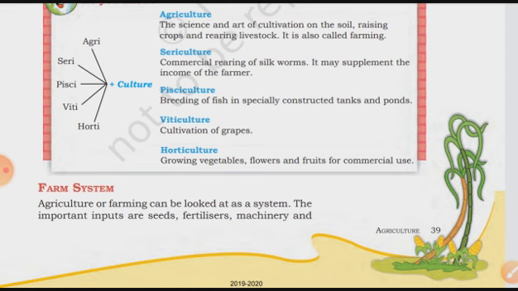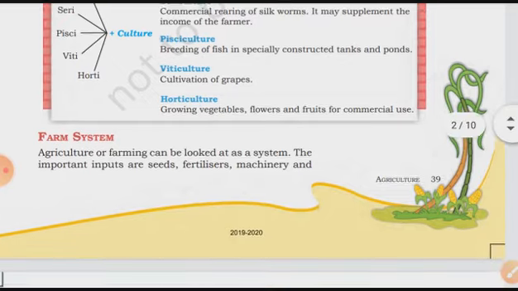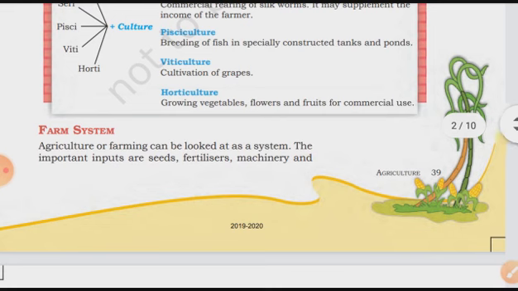Then they have given viticulture. Viticulture means, if you are going for the cultivation of grapes, it is known as viticulture. Then horticulture, growing vegetables, flowers, and fruits for commercial use, for trade, for selling. So it is known as horticulture.